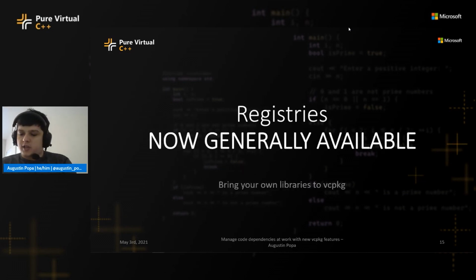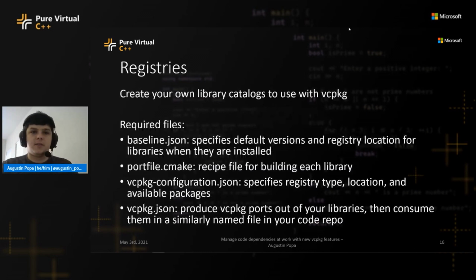All right, so that's versioning. So then let's talk a little bit about registries. So registry is another feature. It was experimental. It's now generally available. We're really excited about that. This allows you to bring your own libraries to vcpkg. This is a big deal.